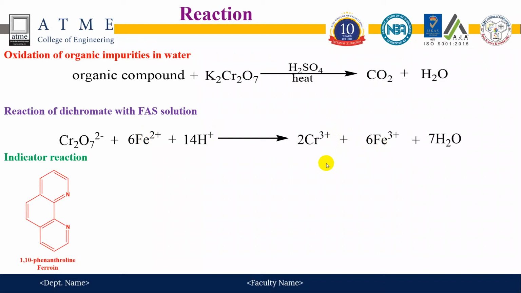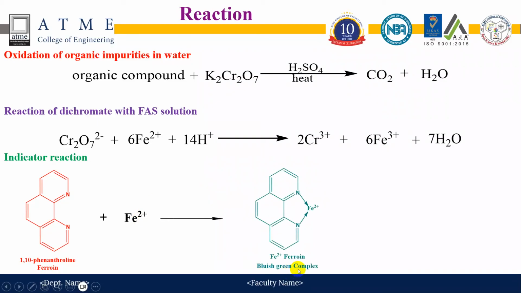The indicator is ferroin, which is red in color. This ferroin indicator, when it has been treated with ferrous ion, gets converted into a complex which is bluish green in color. Later on, when it is treated with the potassium dichromate solution, the Fe2+ gets converted to Fe3+, thereby the indicator gets converted into reddish brown in color. So the change of color from bluish green complex to reddish brown color will be the end point of the reaction.